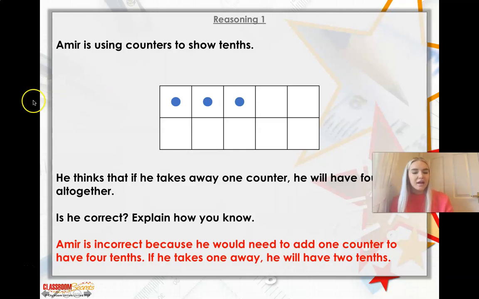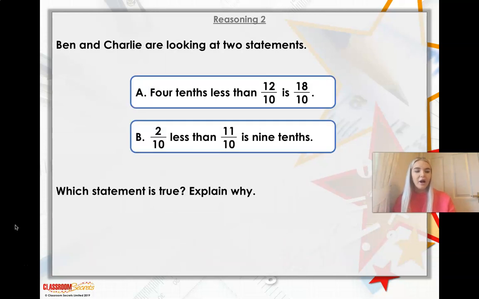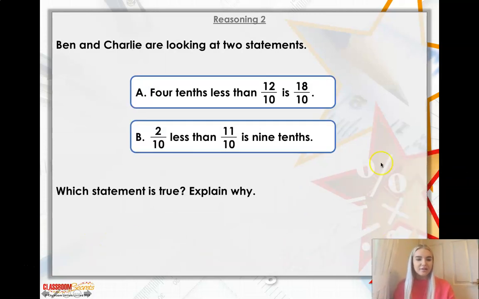So we've correctly identified that Amir is incorrect, and we've explained how we know because we've used that word because. We've said what Amir has done wrong. He's taken one away, so he'll only have 2 counters left. He'll have 2/10. And what he needs to do, he actually needs to add 1 counter if he wants 4/10 altogether. Okay, our next question is another reasoning question.